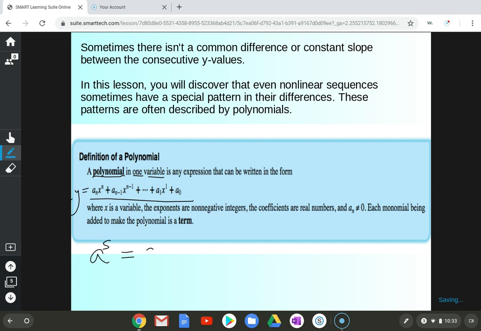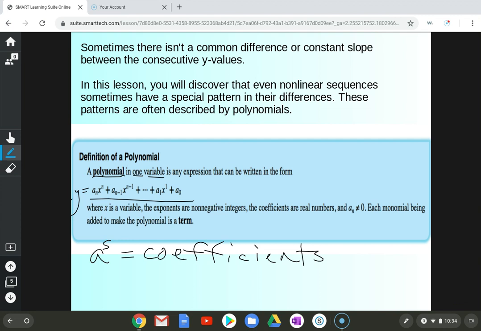a's just represent the coefficients. So when you have these a's in front of your x's, those are just numbers. They just represent different numbers. So the a sub n means the nth a with x to the nth power. And then a sub n minus 1 would be the next coefficient with x to the next power, and so forth. So x is your variable.